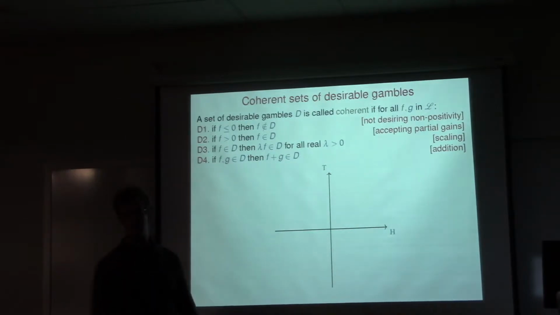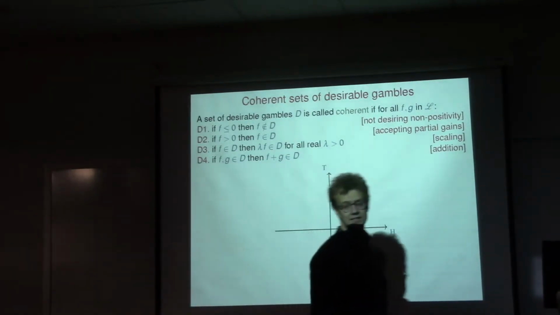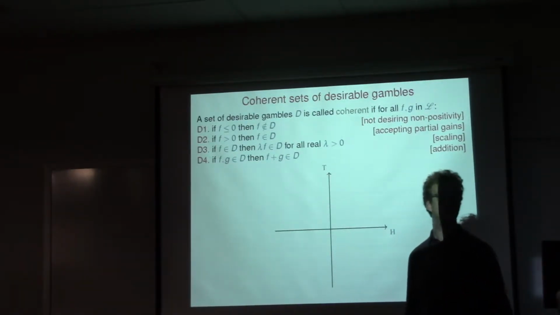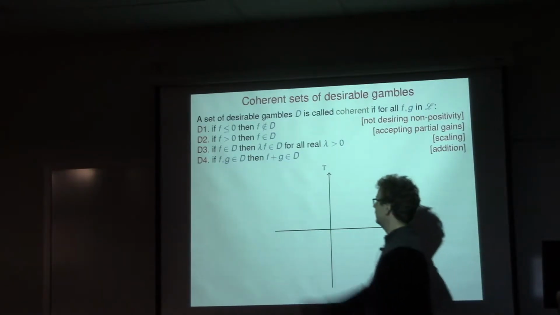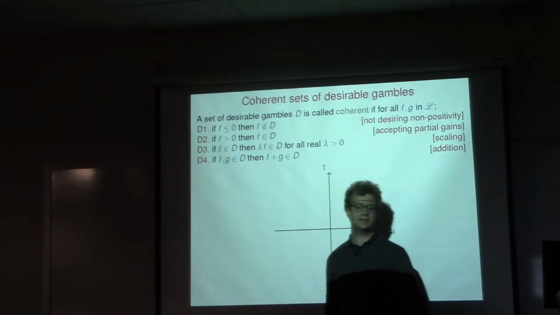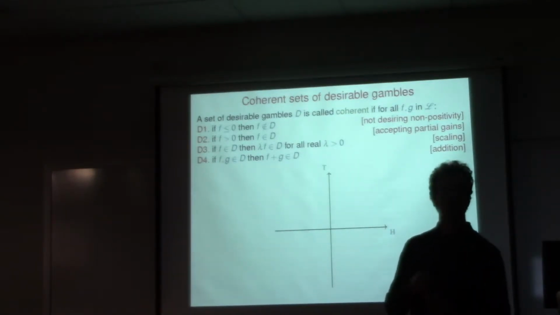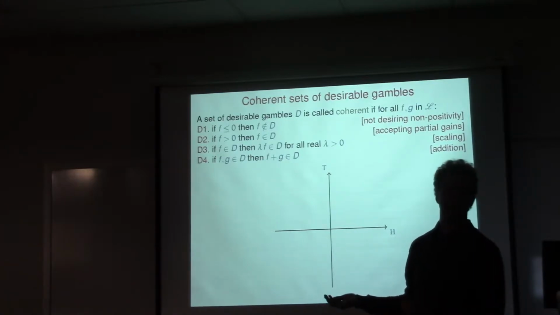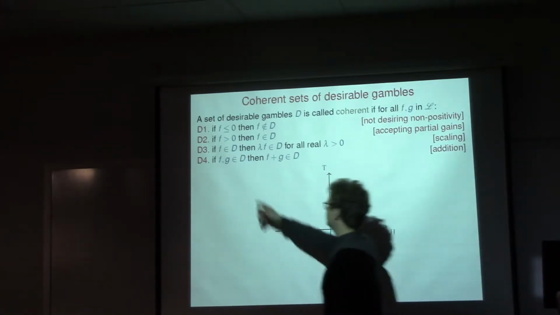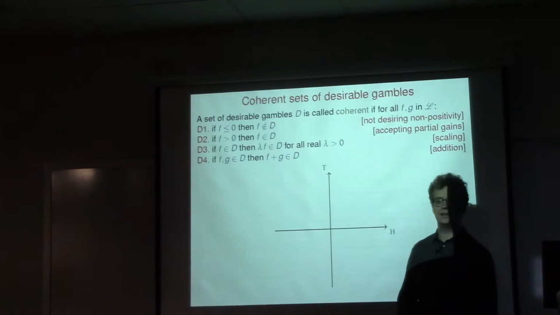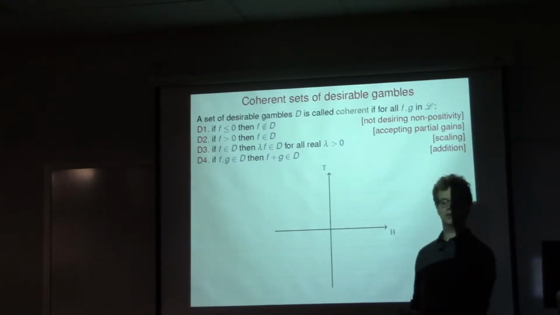The third and the fourth axioms are actually just reflections that the utility scale is linear. The third one says that whether my gamble is paid off in euro or US dollar doesn't change its desirability. And the fourth one says that if I have two desirable gambles, then its sum is again desirable.